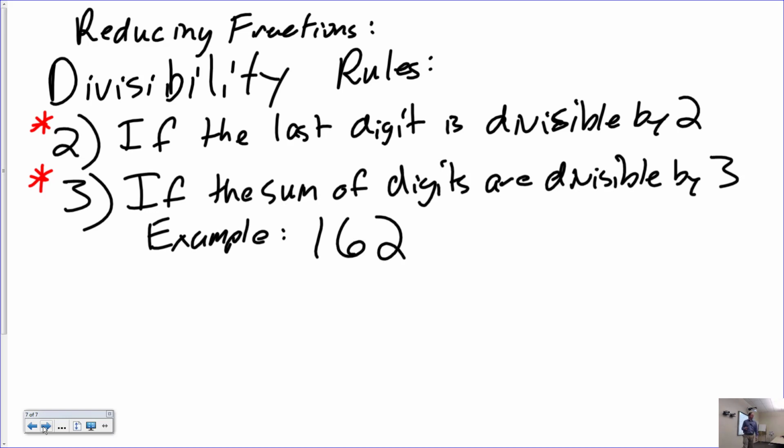162. That number is divisible by 3. Why? What's 1 plus 6 plus 2? 9. And you know that 9 is divisible by 3. Okay? That trick is so simple, folks. It works like a charm. Okay?